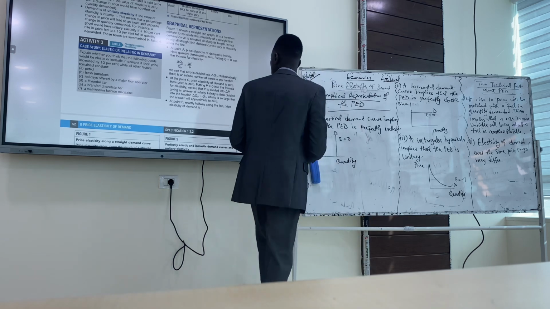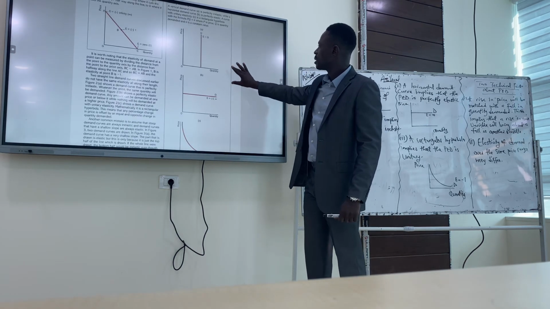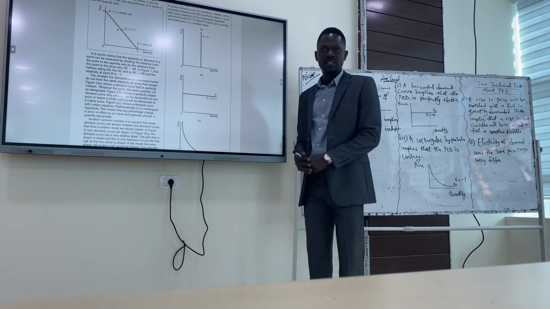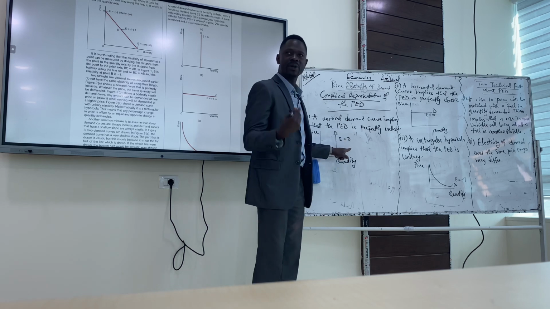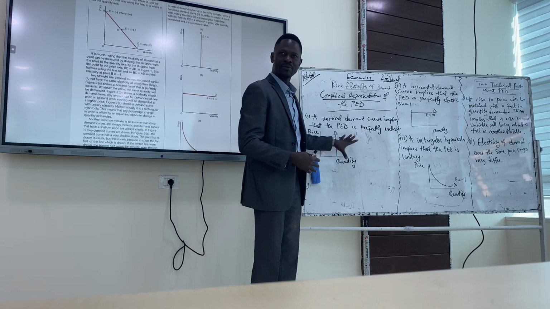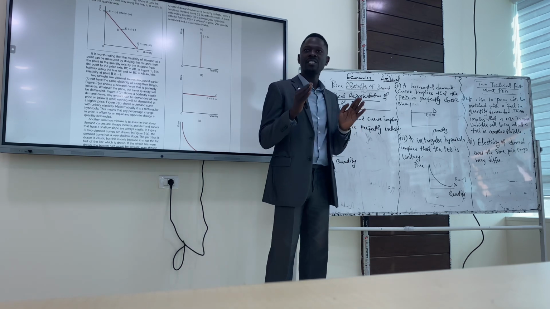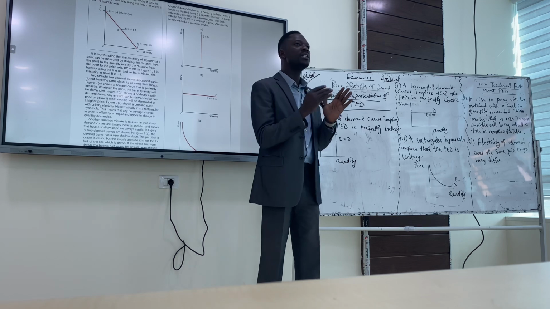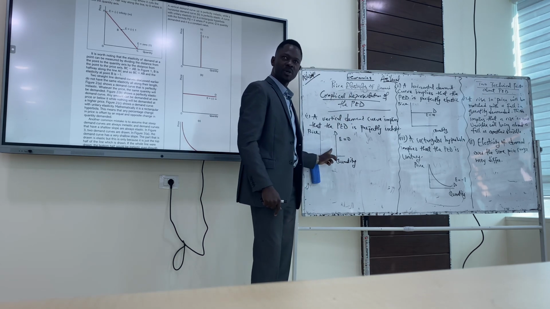So when our PED is vertical, it simply means that it is perfectly inelastic. That means the price elasticity of demand for the product mentioned is perfectly inelastic. There's no significant change in the quantity demanded as a result of a change in price. So your PED is equal to 0. It is vertical. Do you understand the first point here?